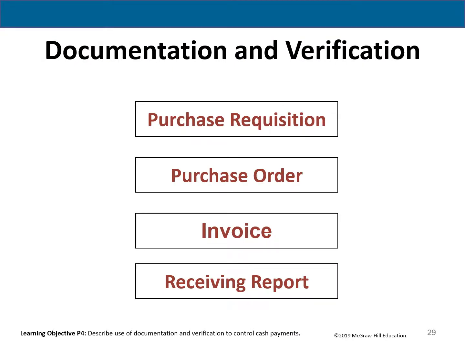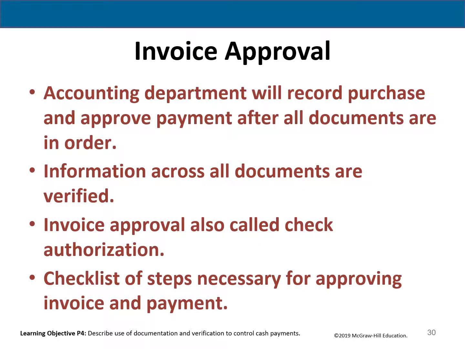So again, purchase requisition, purchase order, invoices received, and the receiving report. All of these items must match up and agree with one another. The accounting department will record the purchase and approve payment after all documents are in order. Information across all documents is verified. Approval is created. There's an invoice approval, and a checklist of steps necessary for approving invoice and payment is present.